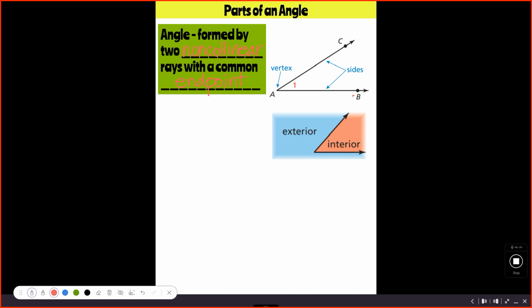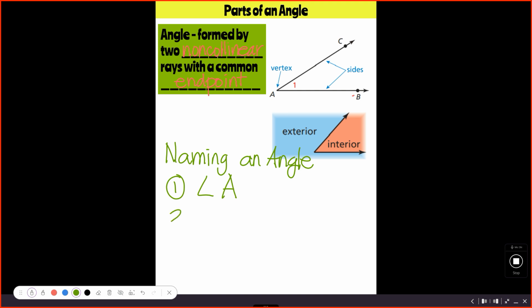So how can we name an angle? By the way, an angle also separates a plane into two parts. The interior is any region that's inside the two sides. Everything outside is the exterior. Now, to name an angle, you can name it in three ways. First, you can use a capital letter at the vertex. So angle A, just one letter at the vertex.